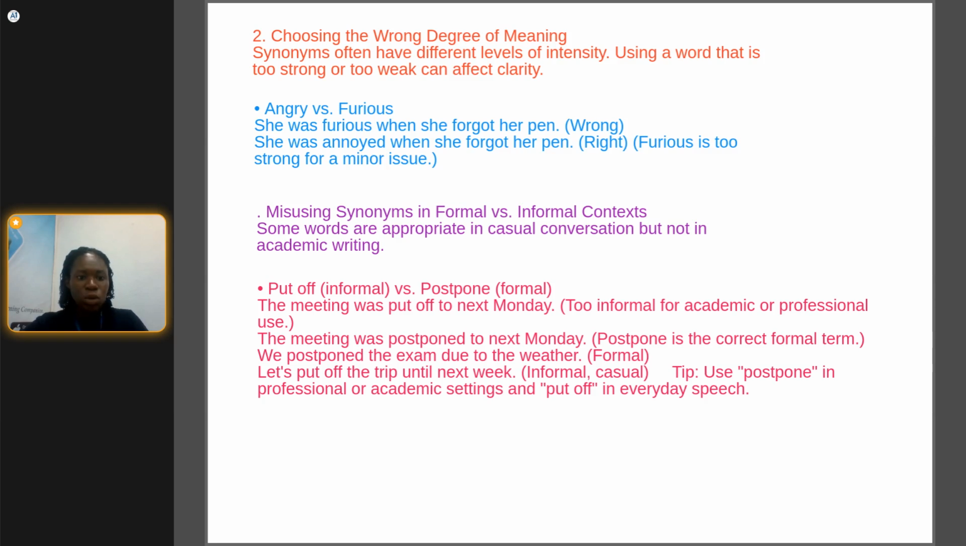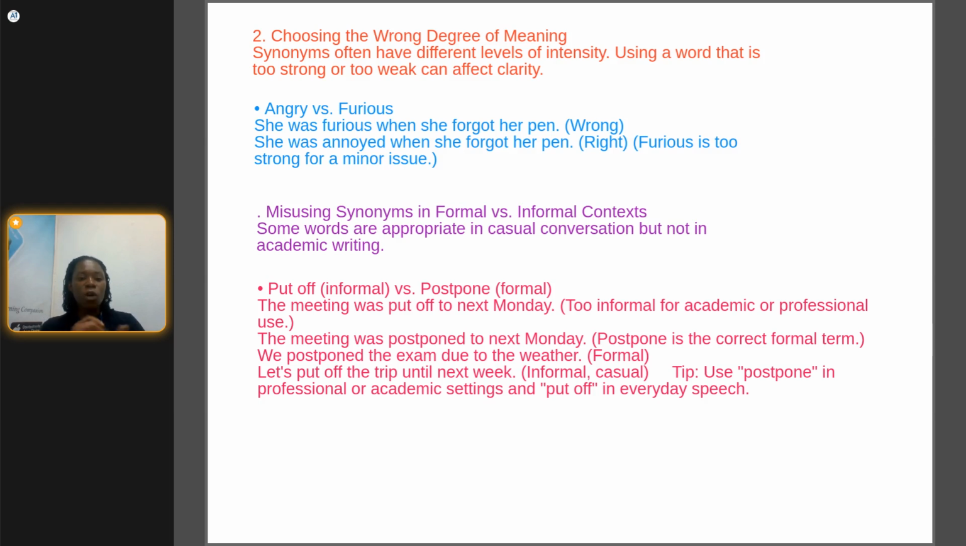All right. Now look at another one. We postponed the exam due to the weather. This is formal. Look at the second one. Let's put off the trip until next week.